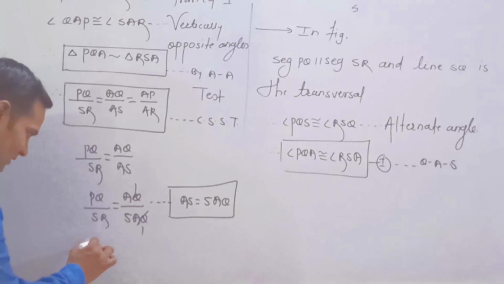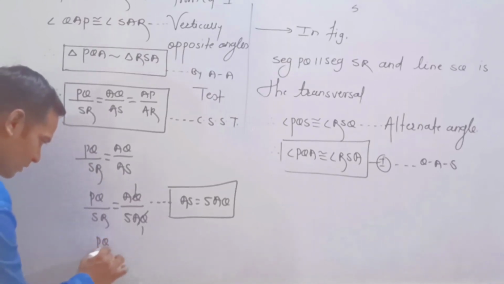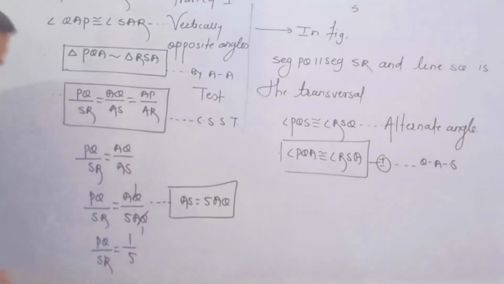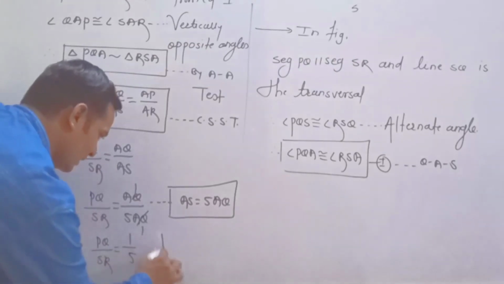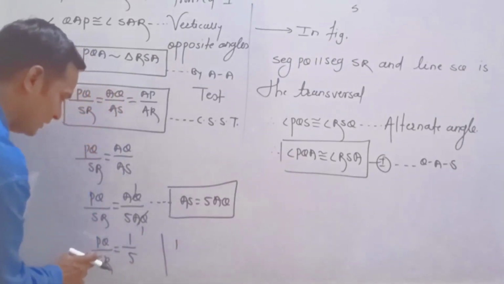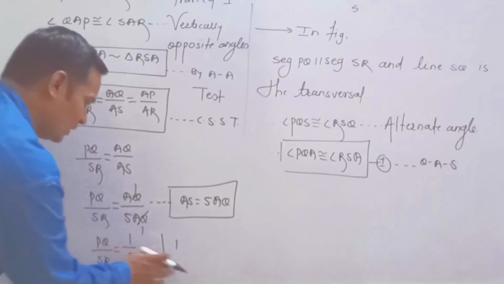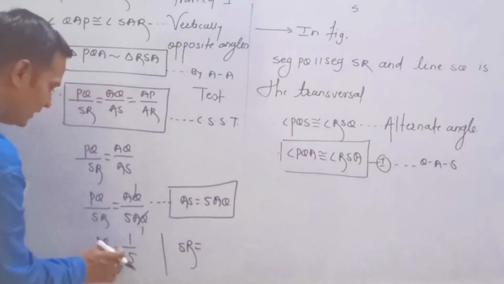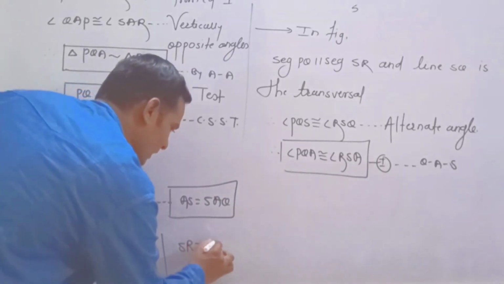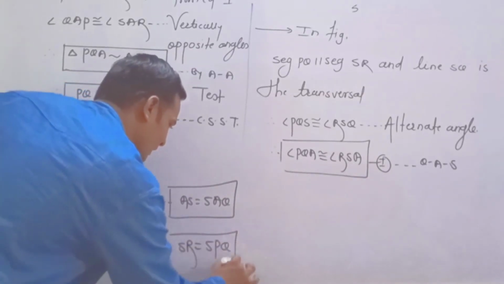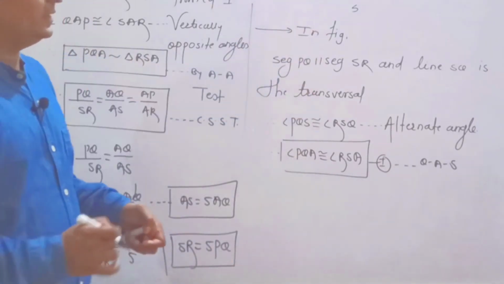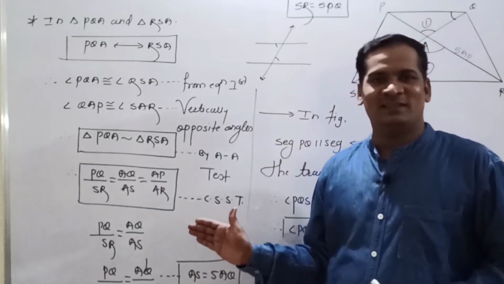So what are the remaining things? PQ upon SR is equal to 1 upon 5. By cross multiplication, the answer is SR into 1, that means SR is equal to 5 into PQ, that means 5PQ. In this way, we can easily prove that SR is equal to 5PQ. So how simple is this?